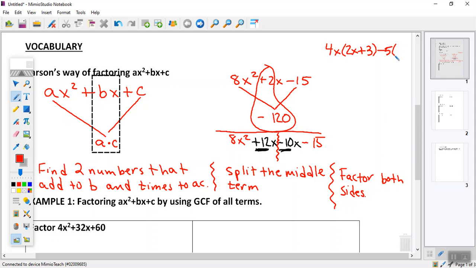Okay, what's negative 10x divided by negative 5? 2x. Negative 2x. Nope, positive 2x. Negative divided by negative would be a what? Now, this negative 15 divided by that negative 5. What's negative 15 divided by negative 5? Say it again. It's plus 3, right?